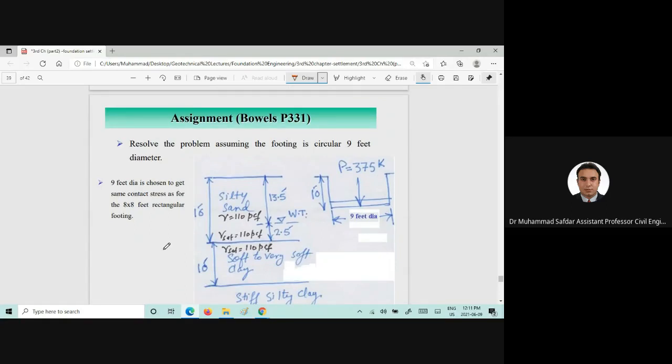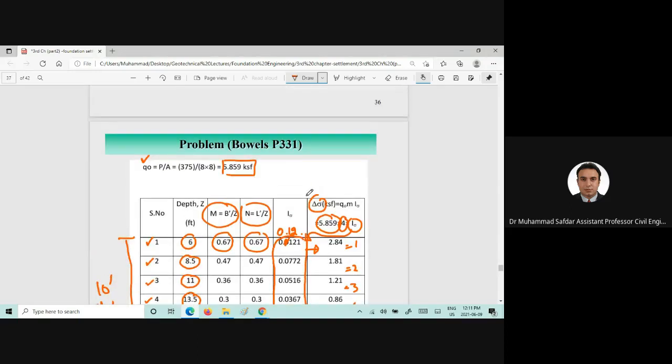Okay, now please repeat this same problem. It's a home assignment, which means it's just for your practice. Try it for the circular footing. So we did it for the rectangular. Now you need to repeat the same problem using the circular footing, and how they came up with the 9 feet. So they came up with the area which will give us the same stress at this particular point, at this contact stress, which is equal to 5.8 something, yeah, here.